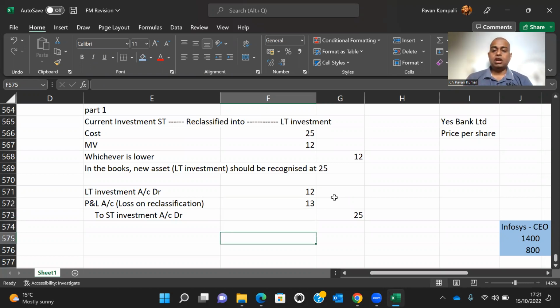You understand, everybody? Hello. Yes. If you understand, can we go to the next point? Yay. We'll go to the next point.